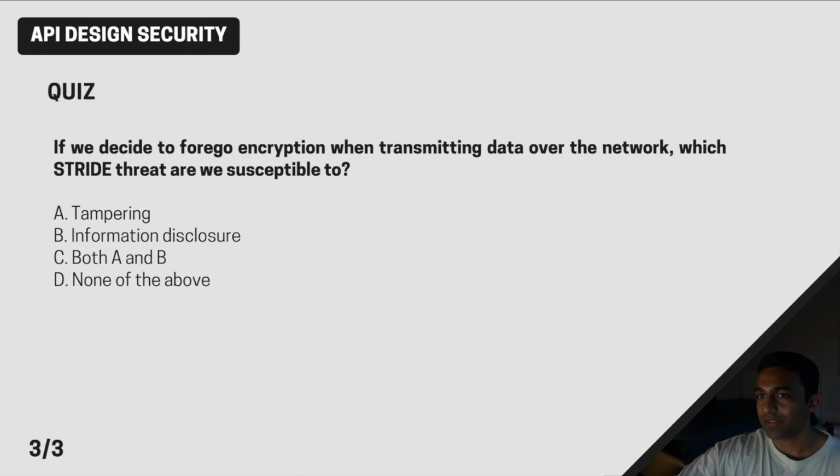If we decide to forego encryption when transmitting data over the network, which STRIDE threat are we susceptible to? Well, there could be a man-in-the-middle attack, so there could be tampering, or there could be information disclosure, right? People can read that information, so I'm going to say C, both A and B.